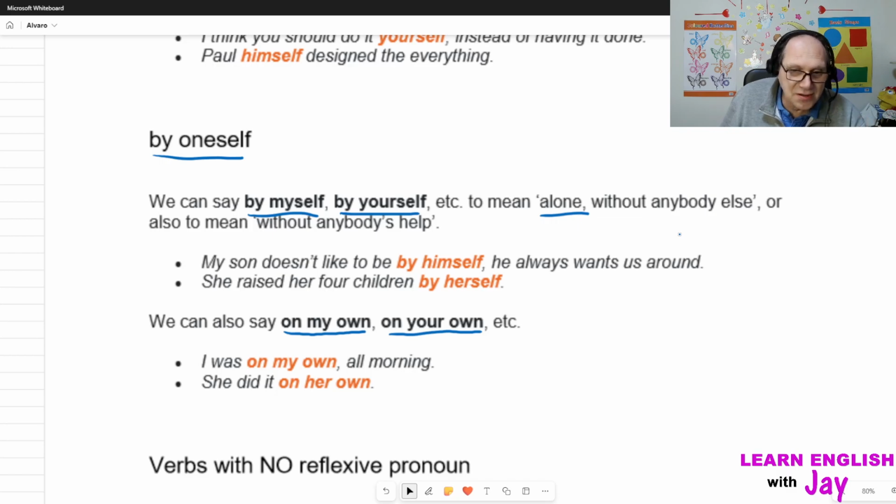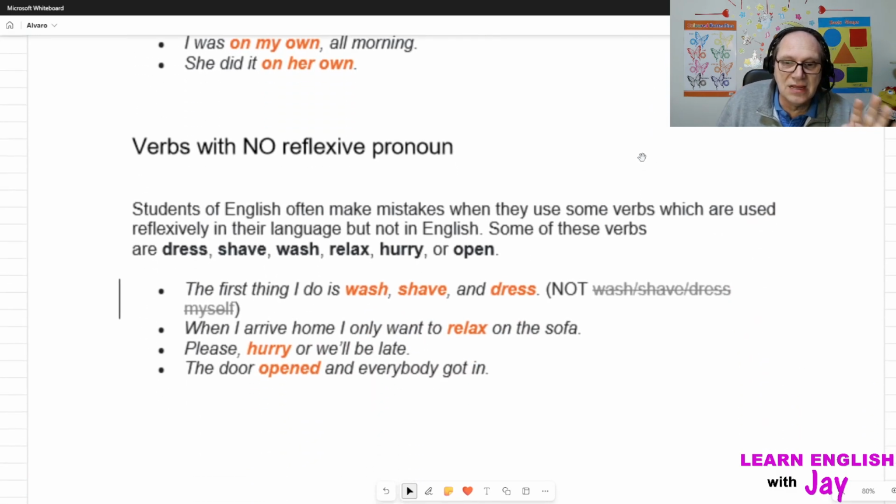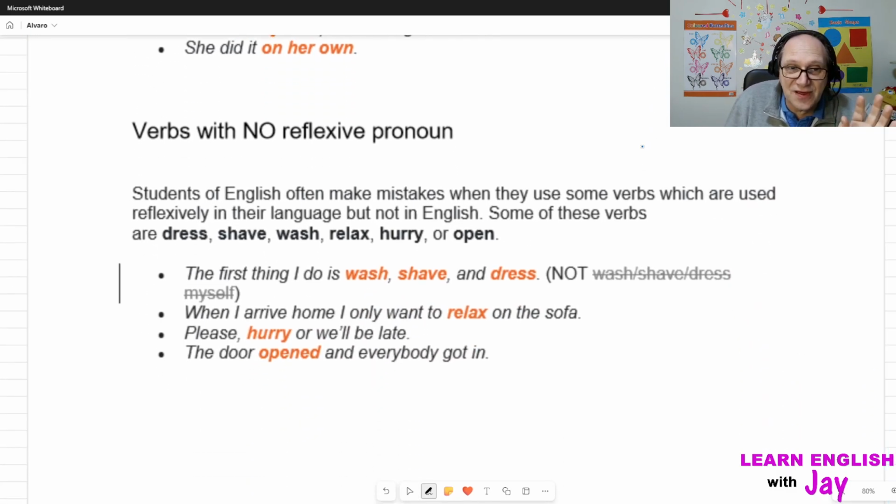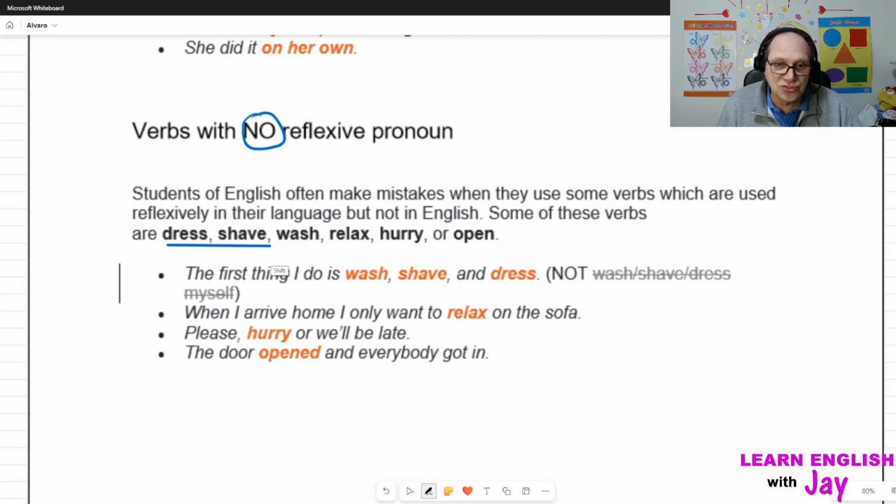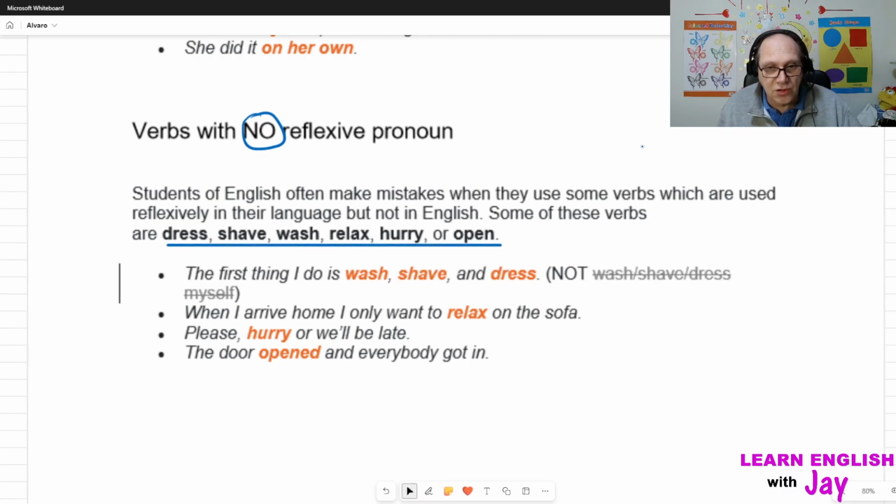I was on my own all morning. She did it on her own. So those are reflexive pronouns. Now, some verbs have no reflexive pronouns. There are some of them. These verbs include things like dress, shave, wash, relax, hurry, or open. They do not have a reflexive pronoun.